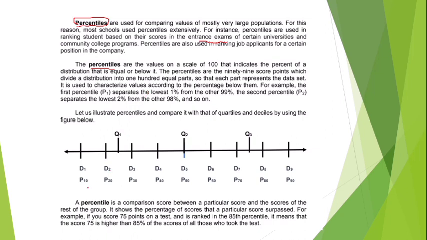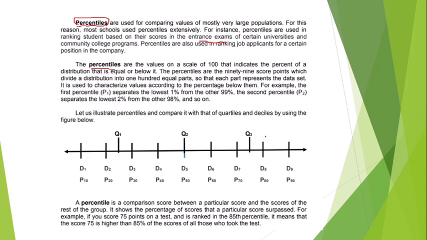Like in percentile 1, they are divided. Let's say in percentile 10, then the remaining is 90. Let us illustrate percentiles and compare them with quartiles and deciles by using the figure below.